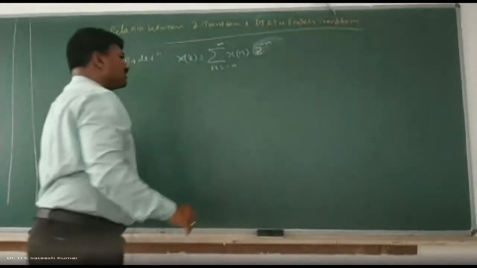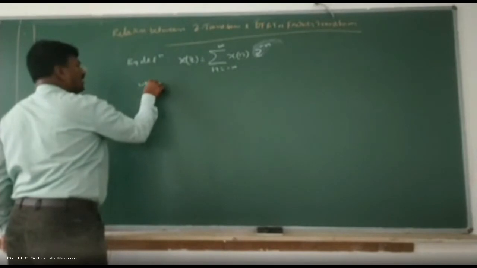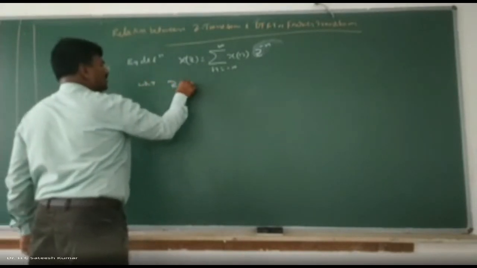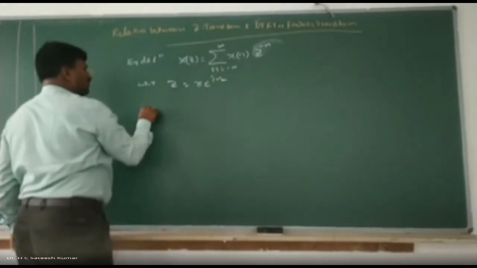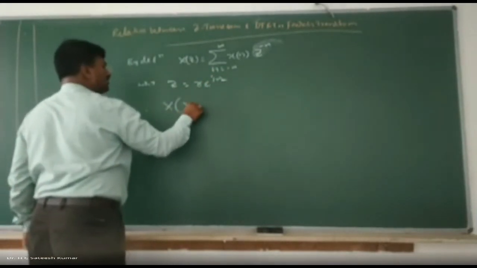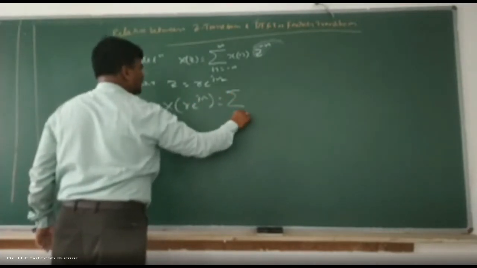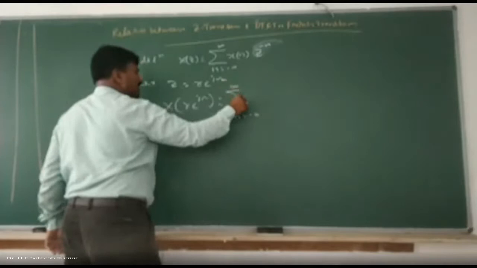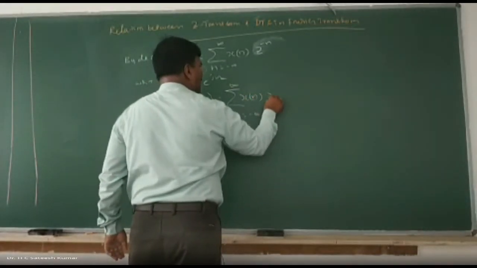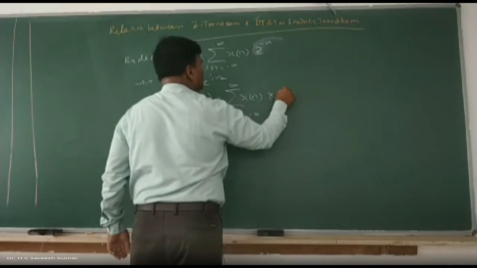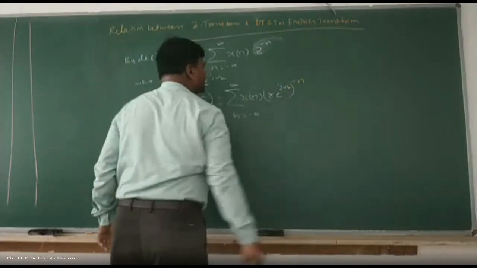We all know that z is equal to R into e to the power of j omega. Substitute that. Therefore, X of R into e to the power of j omega is equal to the summation, n varies from minus infinity to plus infinity, x of n into R into e to the power of j omega, whole to the power of minus n.